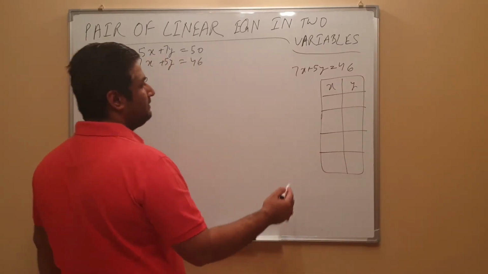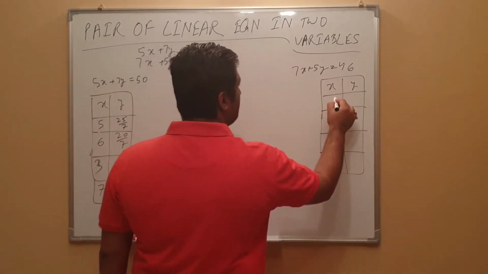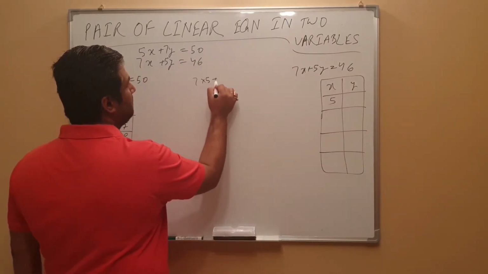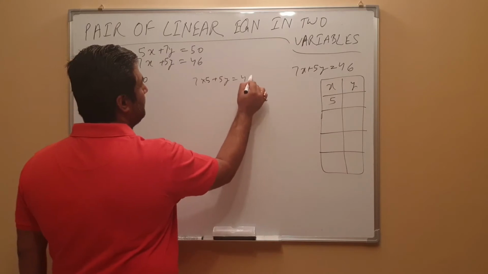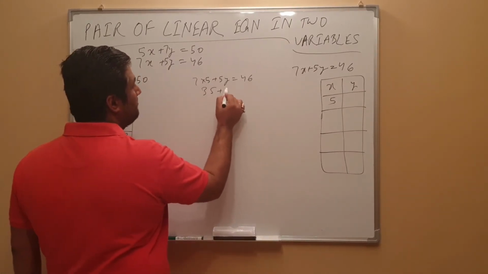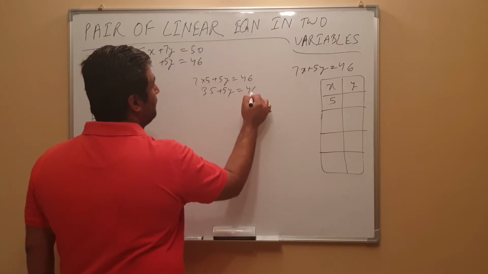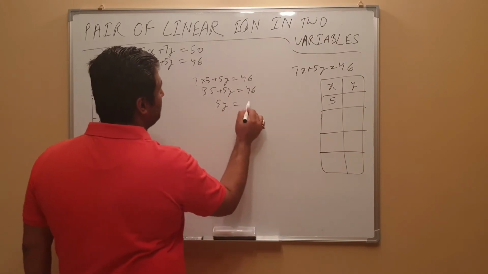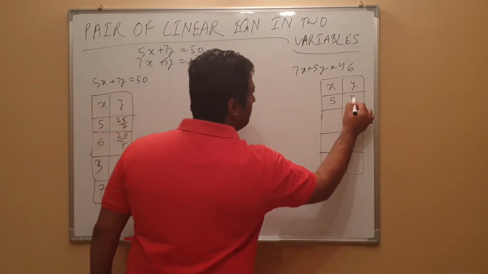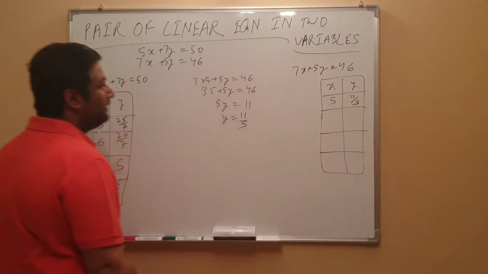So in place of x, let's again put 5. So we'll get 7 times 5 plus 5y equals to 46. 7 times 5 is 35 plus 5y equals to 46. So 5y is equals to 11. So y is equals to 11 over 5. So I'll write 11 over 5.